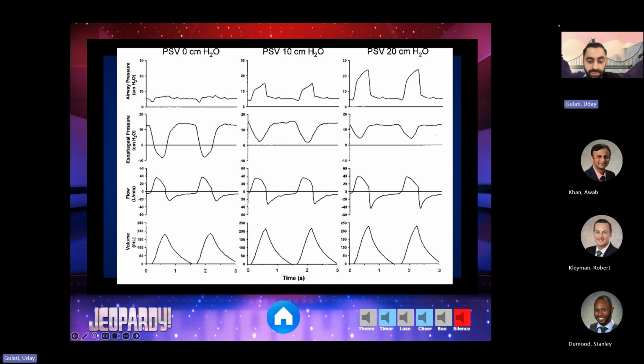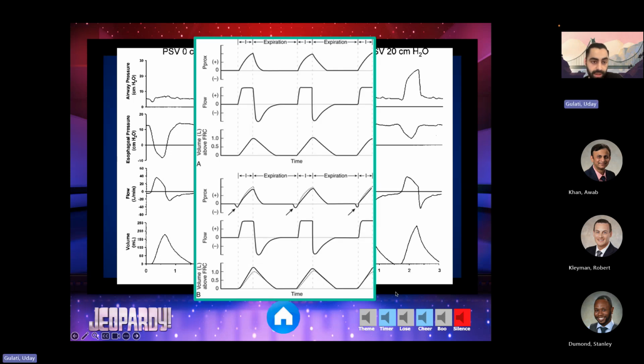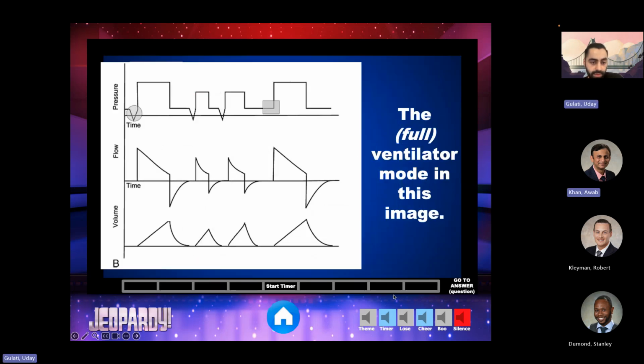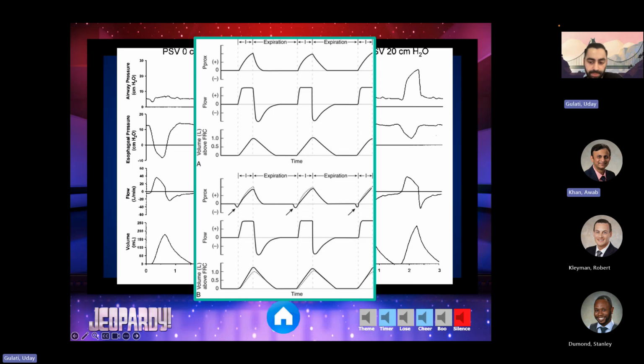Now, when you compare it to volume control, you see that negative deflection, right? Up there you have pressure control, down there you have pressure support. When comparing all this to volume control, you also have a set tidal volume, but you won't see the negative deflection in pressure. Instead you look at the flow waveform, and from the flow curve you'll see that negative deflection, which indicates patient effort.